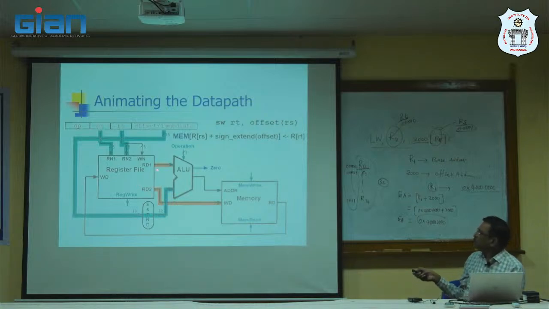So we are selecting this address RS, this is the RS value, then the offset value is going to be added, and then we get the address. This is the address of the memory where you are going to write. So what are you writing? RD2. Which field of the instruction template will indicate the RD2 register? The RT field. The RT field indicates the register whose content you are going to write.